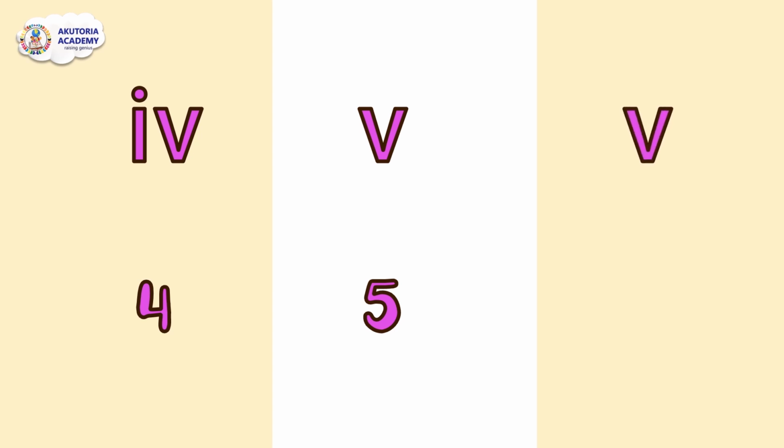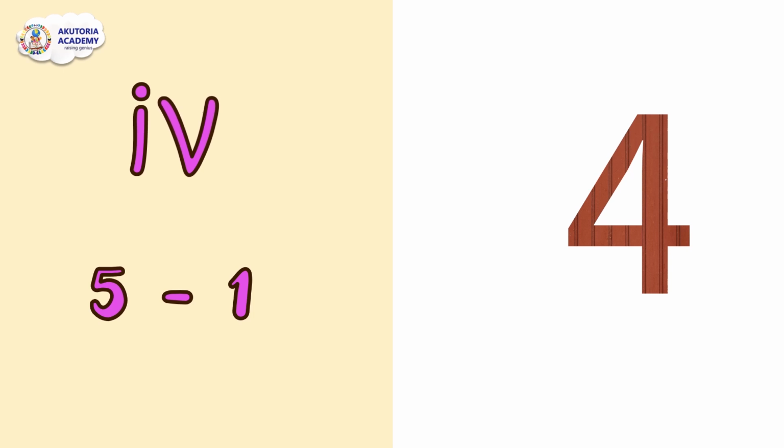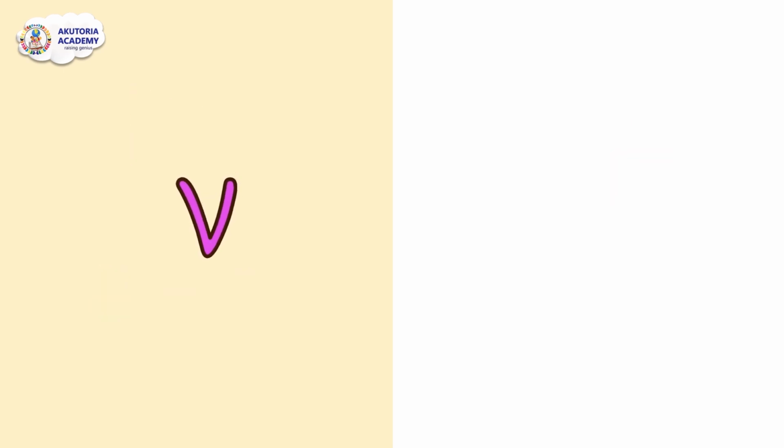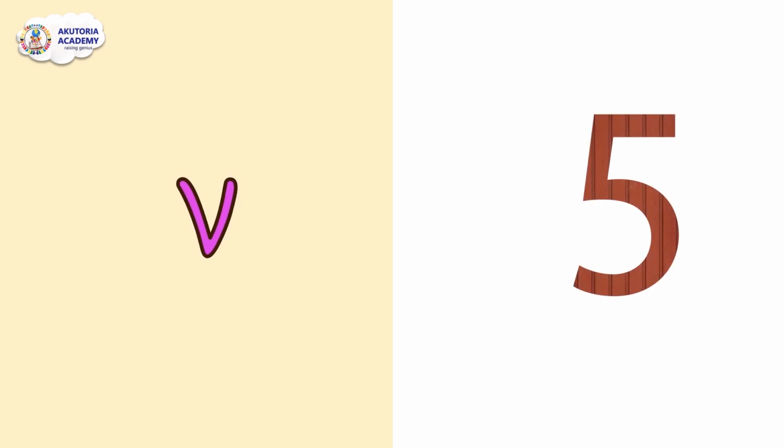If we have V and then I at the right hand side, it means we have to add 1 to V, and V is 5. So we'll have 5 plus 1, which is equal to 6. Here we have IV. IV represents 5 minus 1 equals 4. So IV represents 4. And remember we said V represents 5. In Roman numerals, the symbol V represents 5.